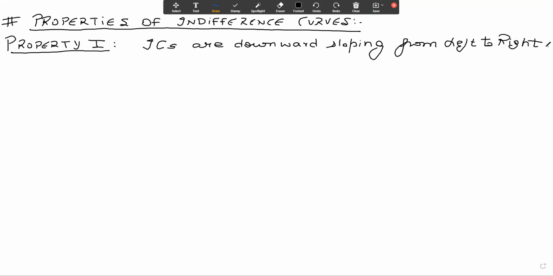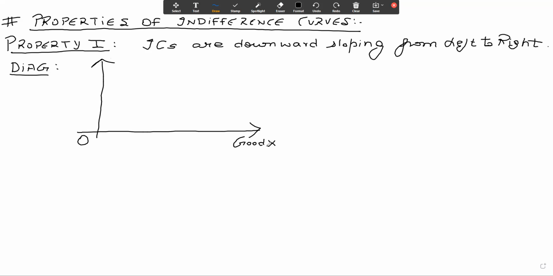Now, we need to understand why indifference curves are downward sloping. To understand that, let me draw a diagram for all of you and understand through the diagram why they should be downward sloping. We have good X measured on the horizontal axis and good Y measured on the vertical axis. Now look at this, guys. I take one combination, suppose X1, Y1, and let me denote this point as point A.